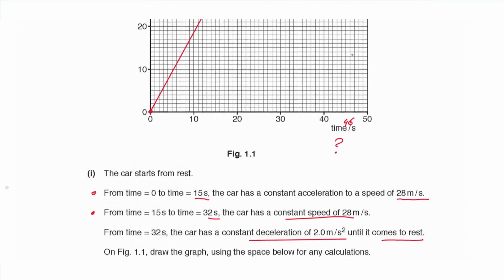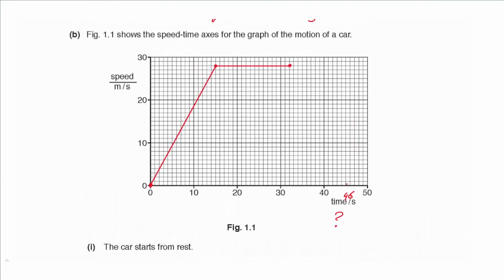So labeling this point where we end the graph. This is the point where the speed will be 0. And for constant deceleration, we also draw a straight line going down like this. So this is the final shape of the graph.